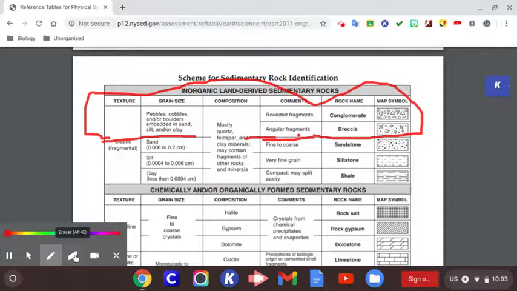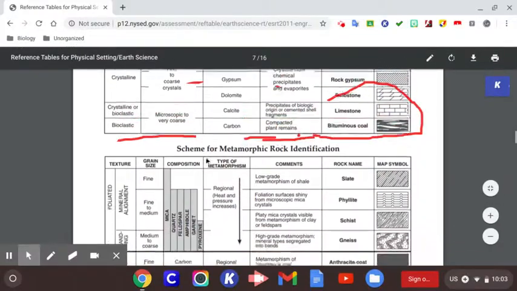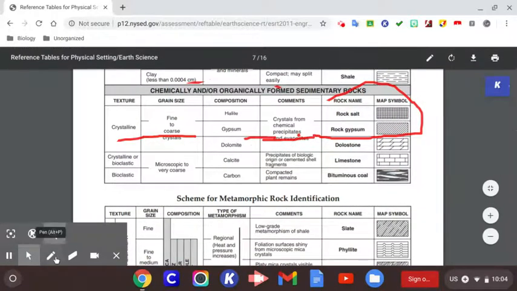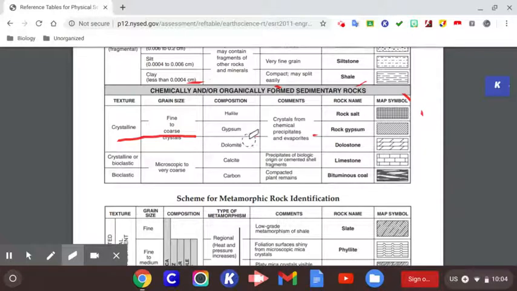All right, next question. This one is all about coal. So now you're looking at coal on the table. So let's look at coal down here. Looking at coal and thinking about its mineral composition, look in the composition column. What is coal made of? Is coal made of calcite, halite, dolomite, or carbon?